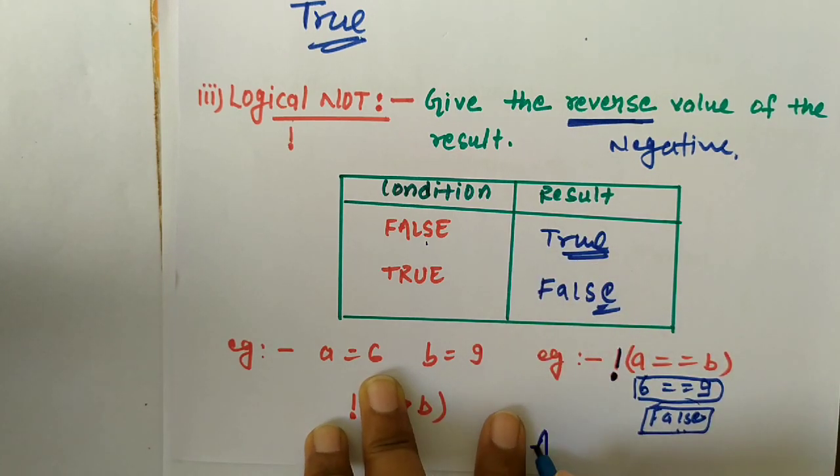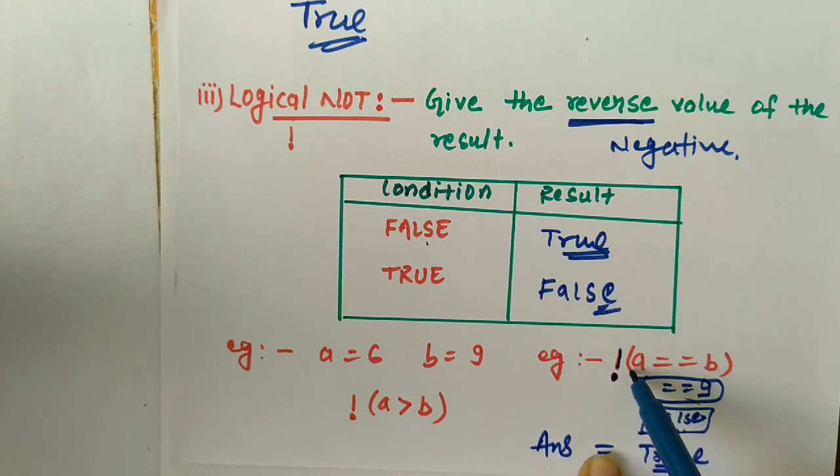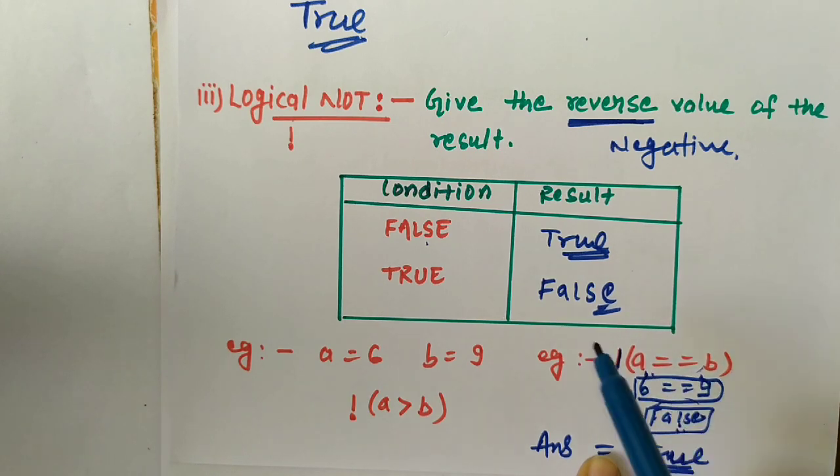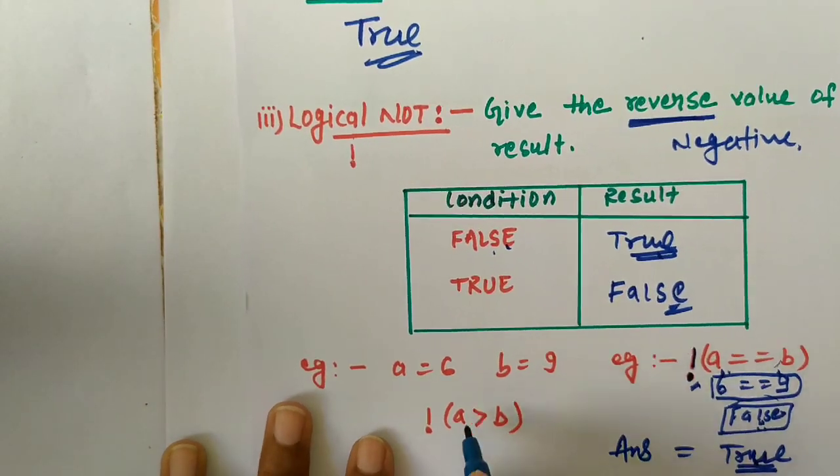So the answer of this question is true. It gives the opposite value, because here is a NOT operator sign. Check: the condition is false, so the result is true. Condition is false, the result is true. Let's check the next value.